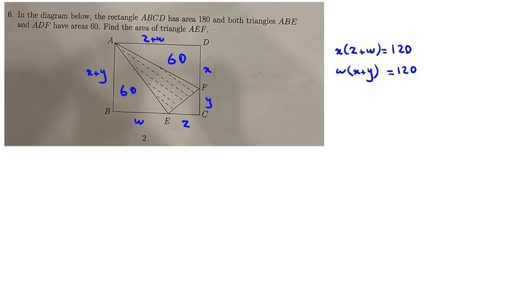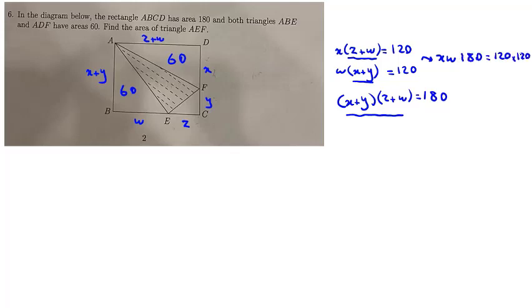Because the area of the rectangle is 180, we understand (X plus Y) times (Z plus W) equals 180. Now if we multiply these two equations, on the left side we have xw times (z plus y) ... w times (x plus y) is equal to this, so 180 times xw equals 120 times 120. If we divide both sides by 180, 120 times 120 over 180, if we divide by 6, it will be 2 times 40, 80. So we found also xw.